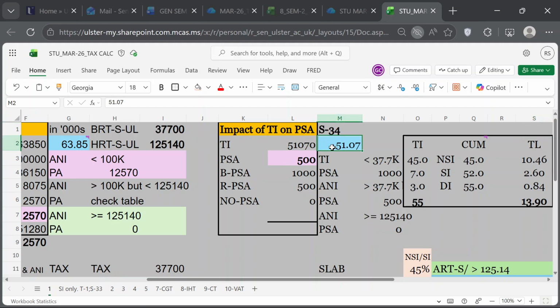Comparing it to 37.7, if I have like 25k, then I get the full 1000 PSA. If it's over this but below this, let's say 45k, then my PSA drops to 500. I'm just recapping now, and you have to be comfortable jumping between different areas of tax, because the more we can connect different ideas, the easier it is for us to remember any single idea. That's why I always try to connect the ideas as far as possible.